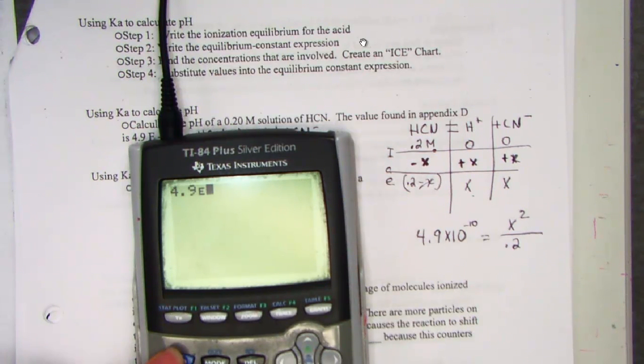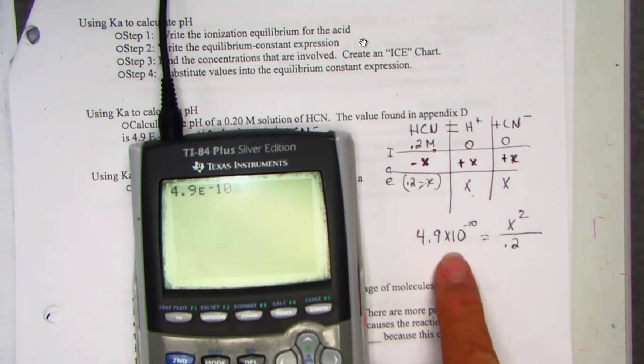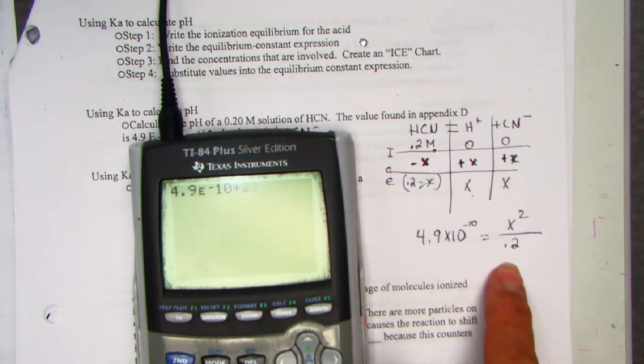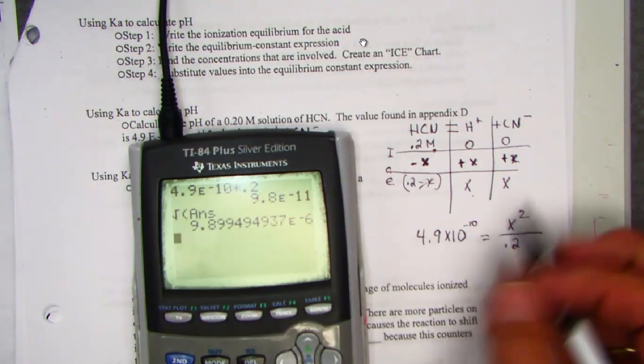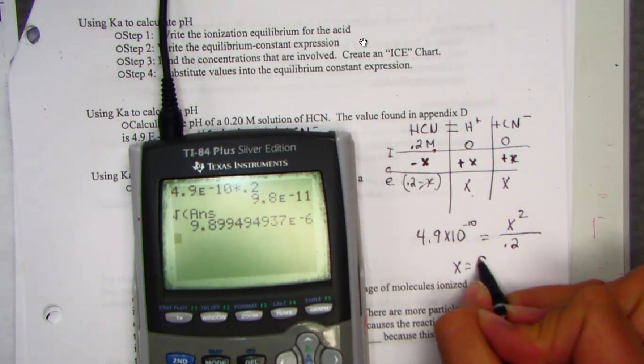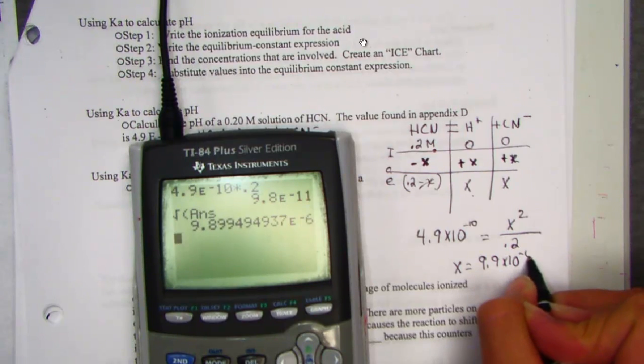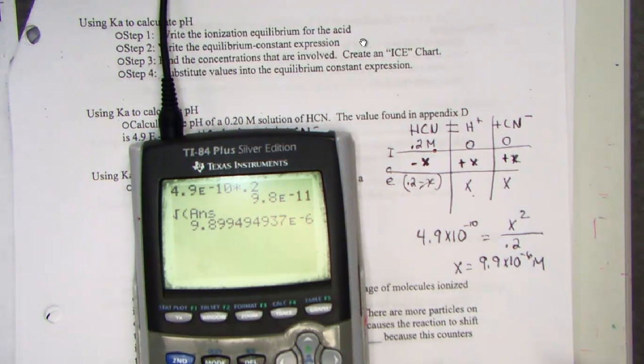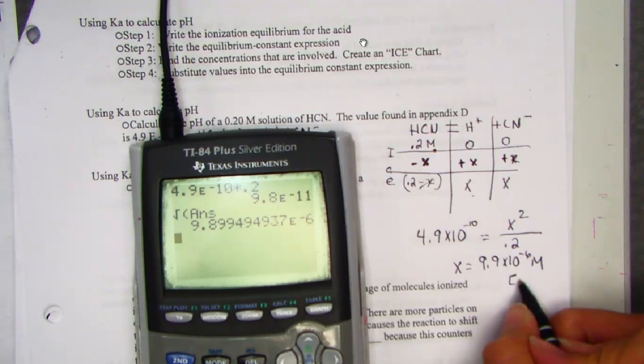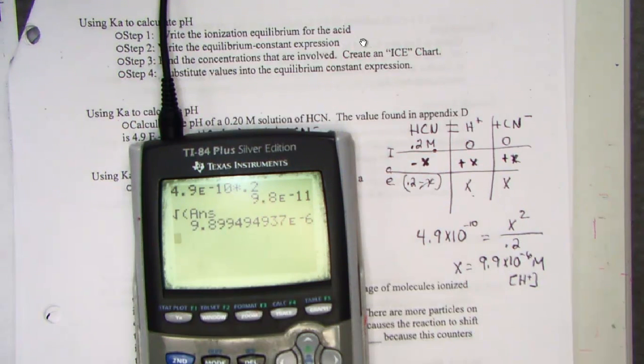4.9 E negative 10, the Ka, I'm going to cross multiply that with 0.2 molar. Now that's equal to x squared, so I'm going to square root my answer, and I find the value of x to be 9.9 times 10 to the negative 6 molar units. And remember, that's the hydrogen ion concentration.